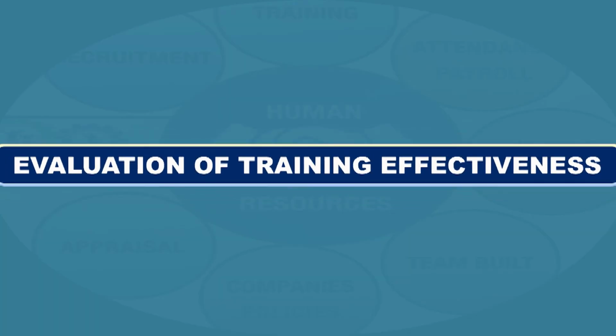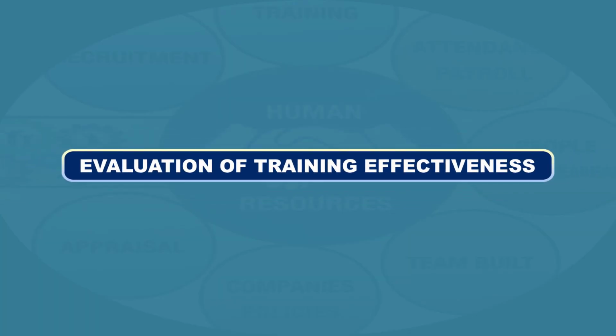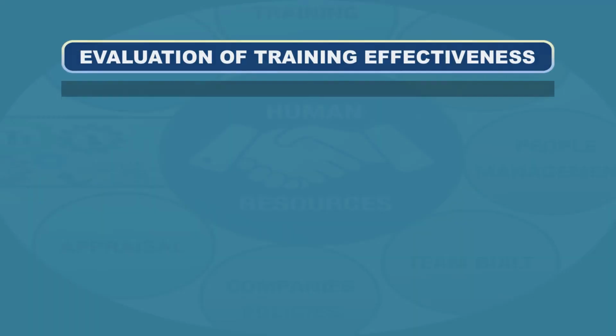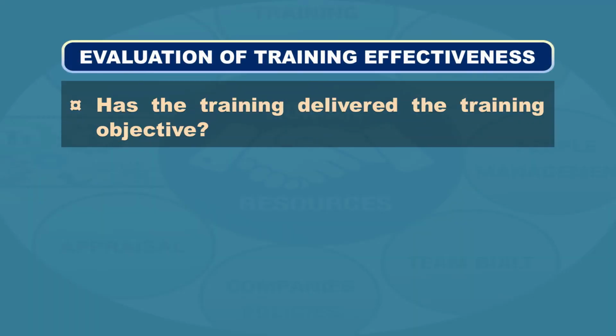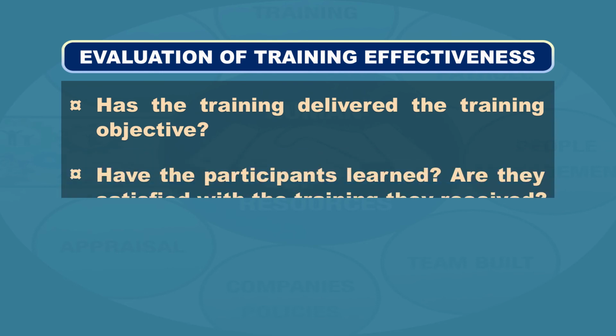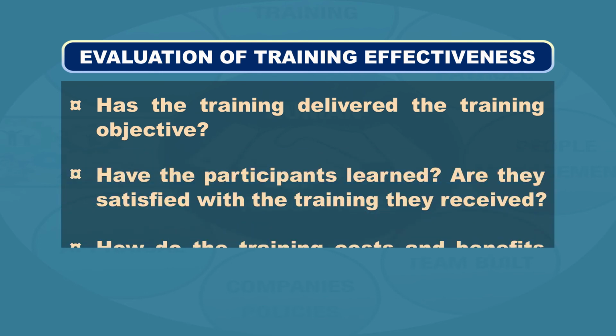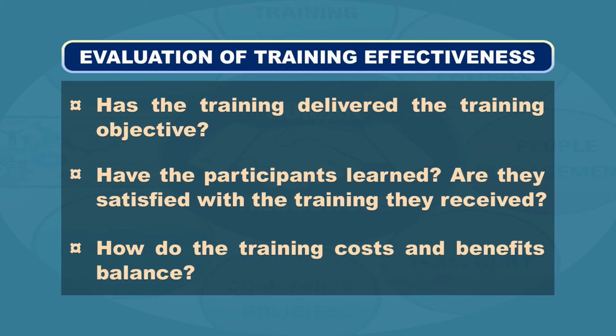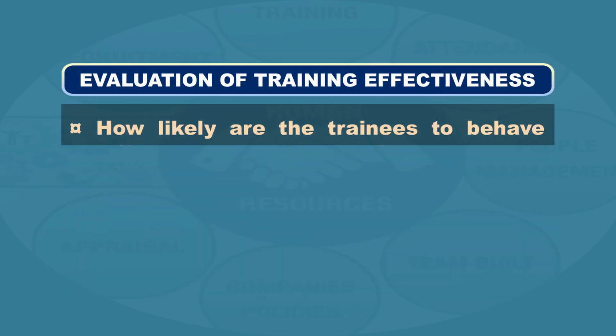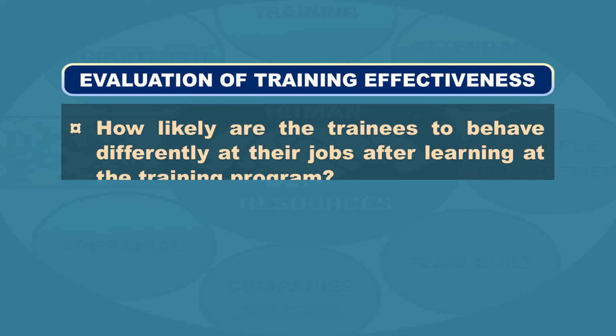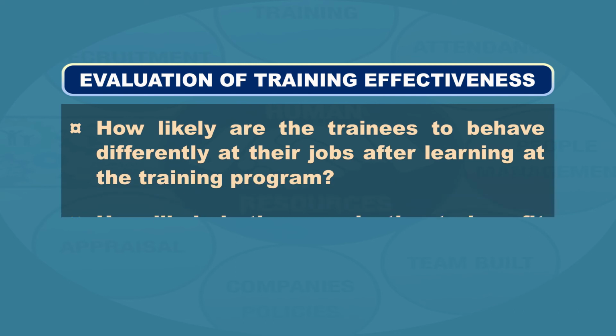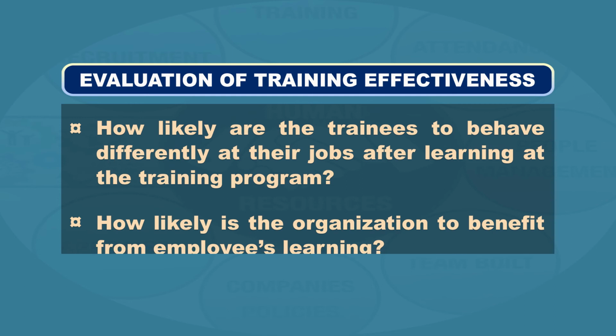The next step in the training and development process is evaluation of training effectiveness. This evaluation is necessary for several reasons. For example, has the training delivered the training objective? Have the participants learned? Are they satisfied with the training they received? How do the training cost and benefits balance? How likely are the trainees to behave differently at their jobs after learning at the training program? How likely is the organization to benefit from employees' learning?